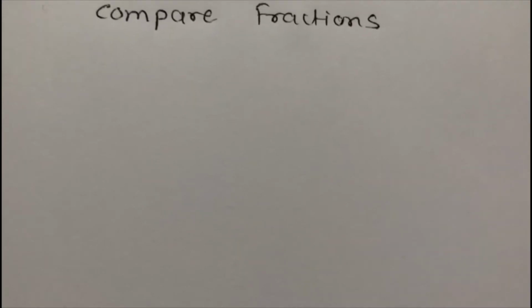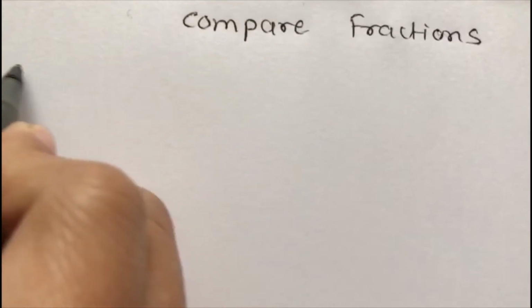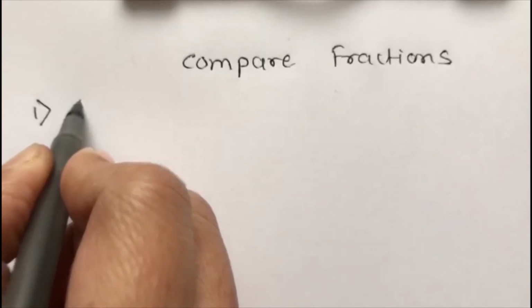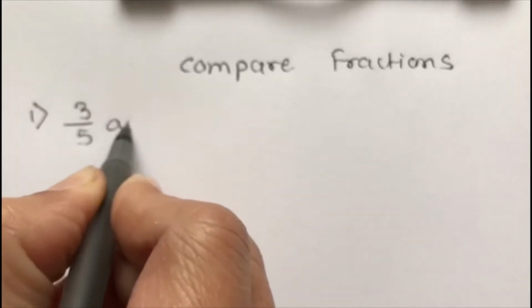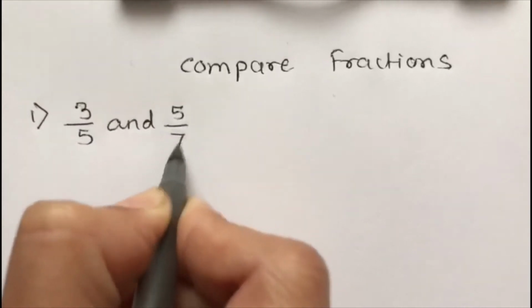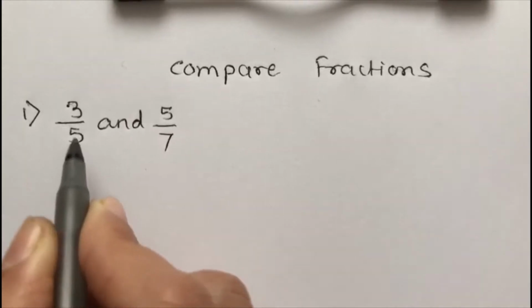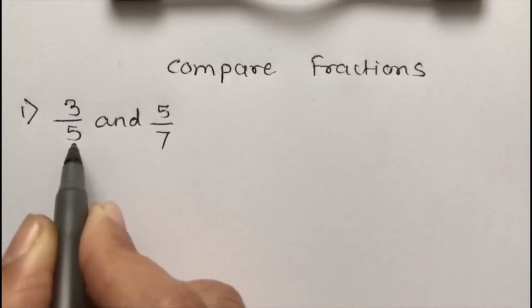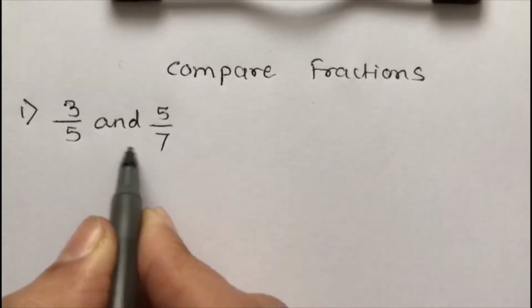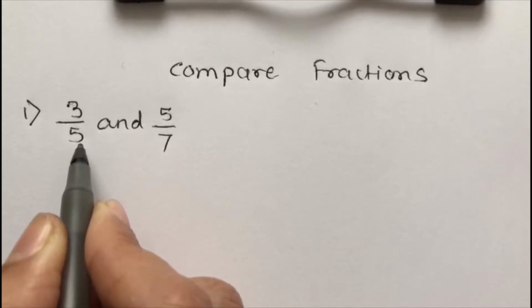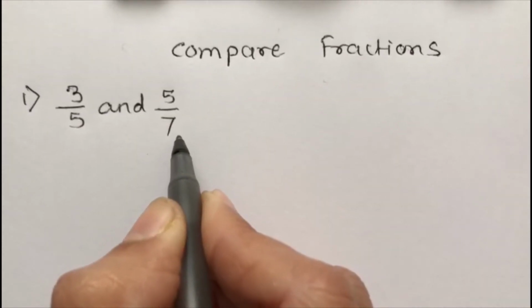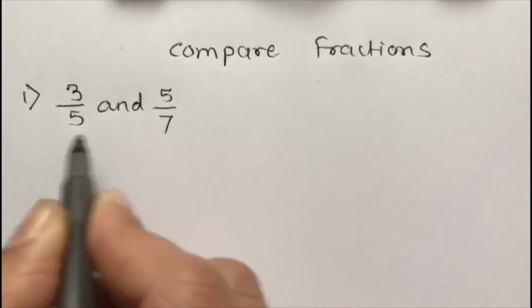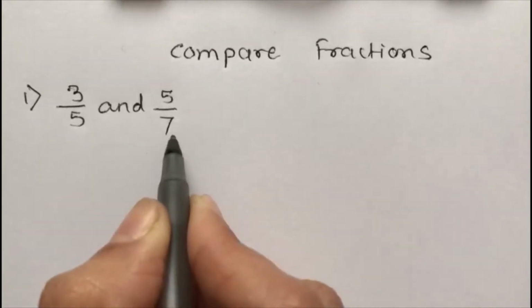Let's take the problem. First example is: compare 3 by 5 and 5 by 7. In these two fractions, the denominators are different. In the first fraction, the denominator is 5 and in the second fraction, the denominator is 7. So to compare the fractions, we have to make the same denominator.